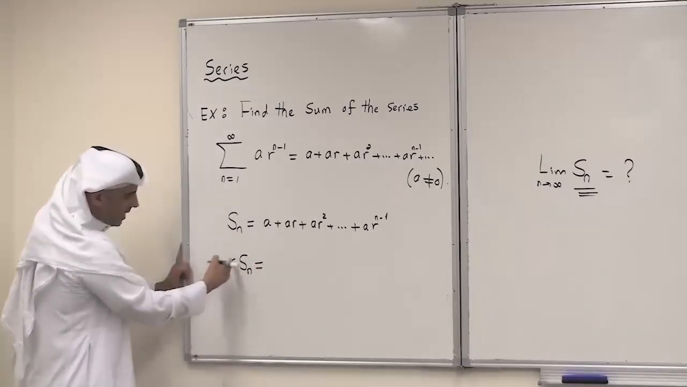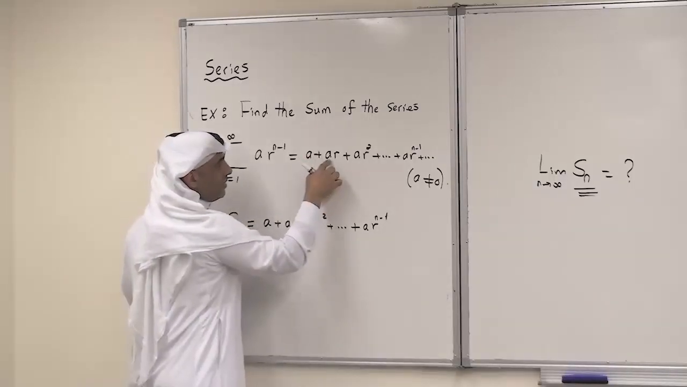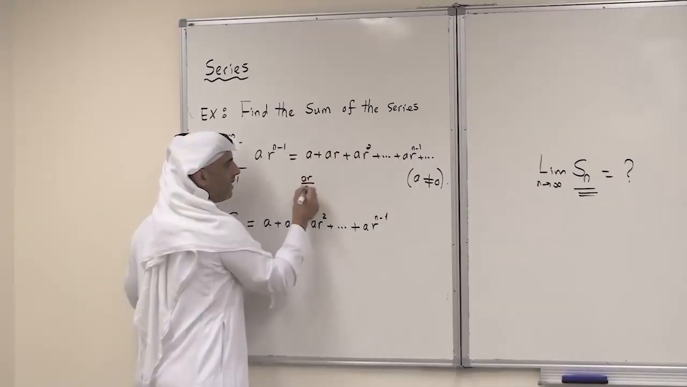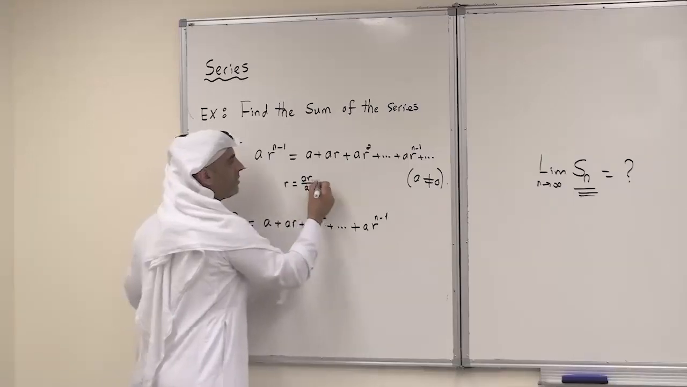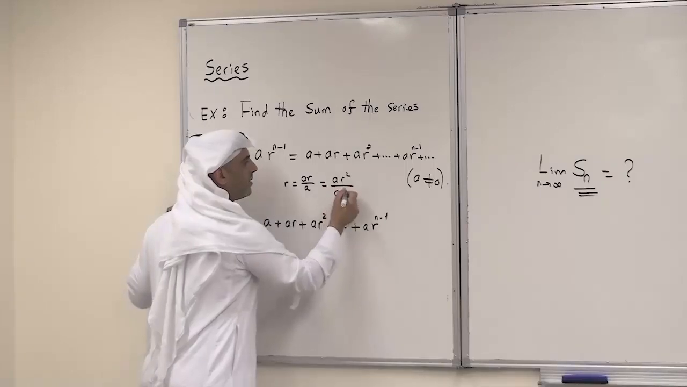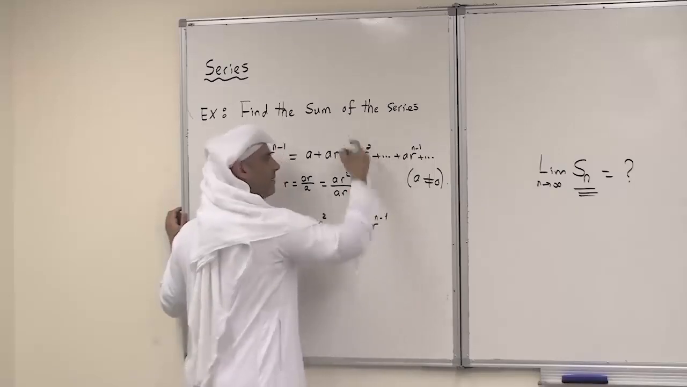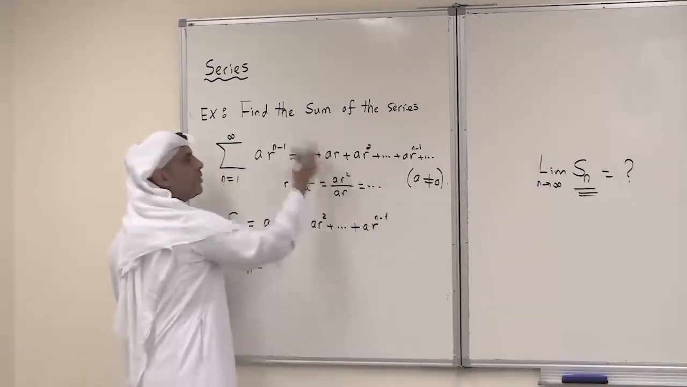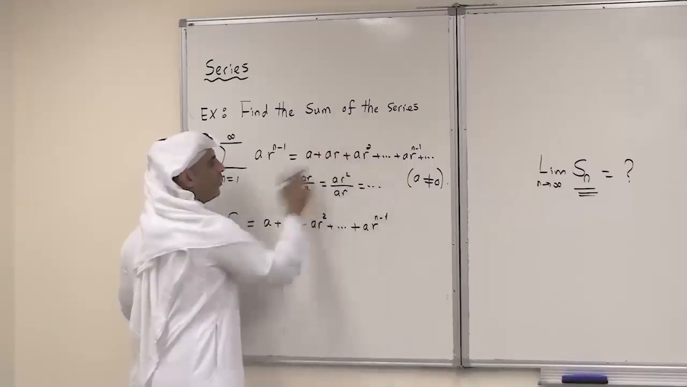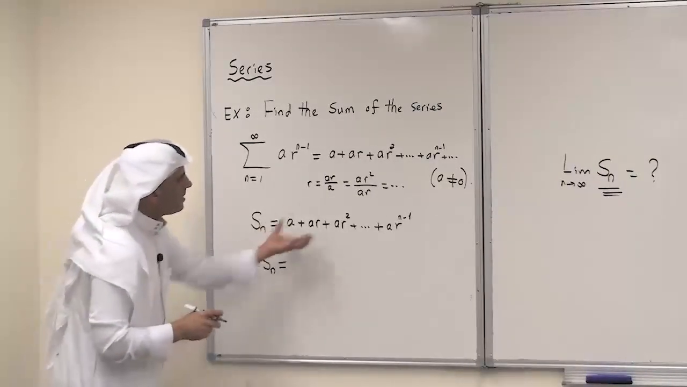And then I will say why we multiplied by r here. You can see this is a, this is ar. If you divide the second element by the first element, ar divided by a, that will give you always r. If you divide the third by the second one, ar squared divided by ar, then again this is equal to r, and so on. This is always the ratio between two elements in the series. The ratio is always a fixed number, which is equal to r. So that's why if we multiply by r, we will get a similar expression.